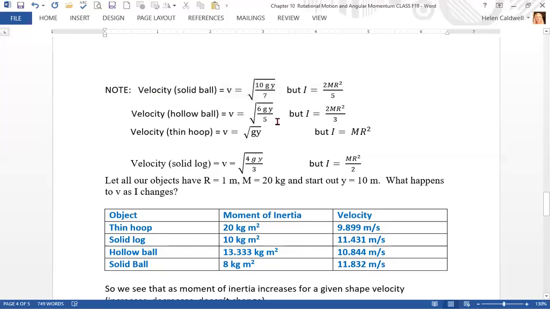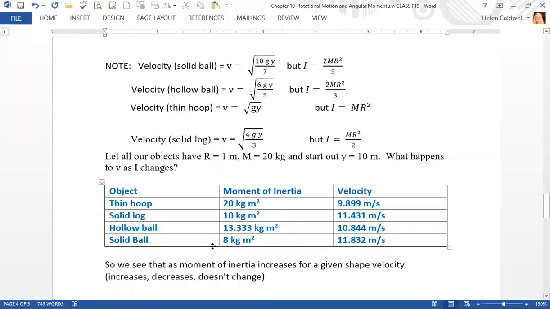What about those velocities? I'm not so good at seeing how 10 over 7 compares to 6 over 5, so I did a numeric example. Hollow ball, solid ball, last numbers in the column. So for the hollow ball, it has the bigger moment of inertia. We talked about that. But it has the slower velocity. Bigger moment of inertia, slower velocity.